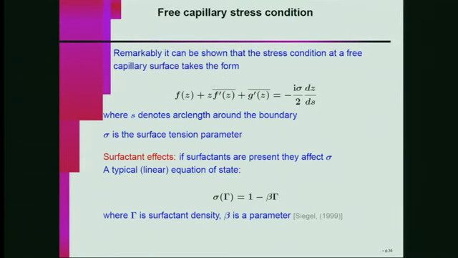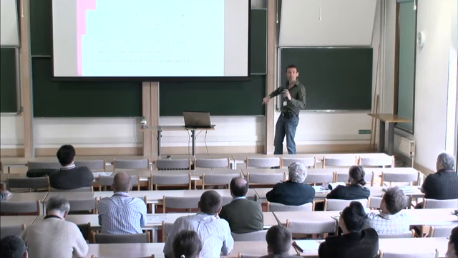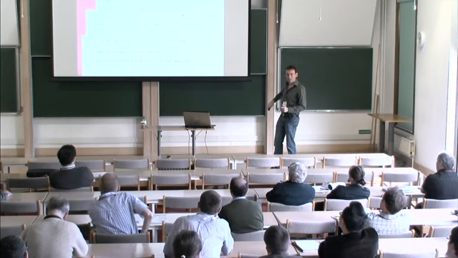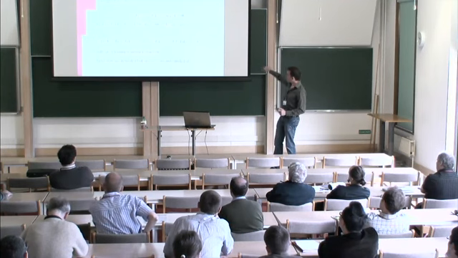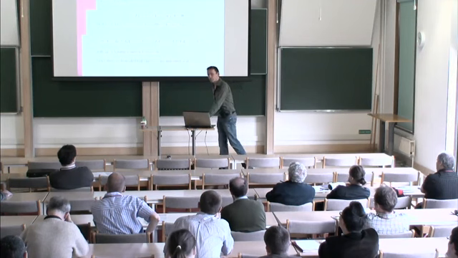And if you want to introduce surfactants, you let the surface tension depend on the surfactant concentration. This is the equation of state. Now, here's the crucial thing. If you change from no slip to a free capillary balance, this change of sign basically means that you get square root branch point singularities of F. So locally, around any point where you change type, you'll have a structure like this. Velocities are bounded, but stresses are, strictly speaking, unbounded there.